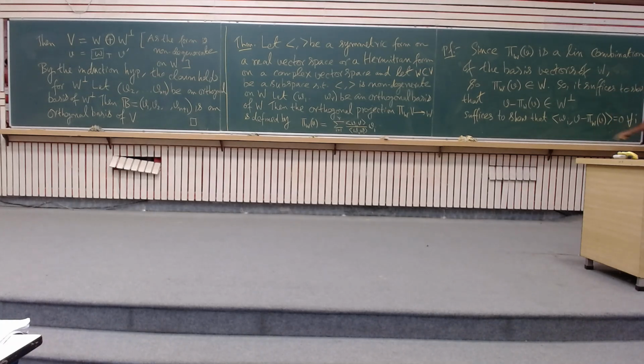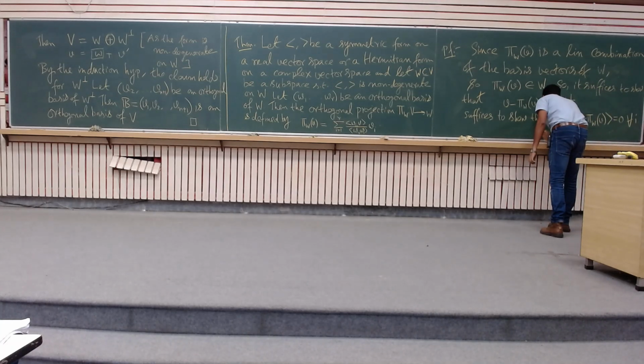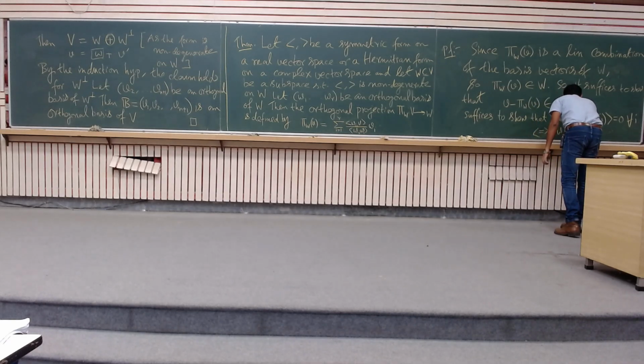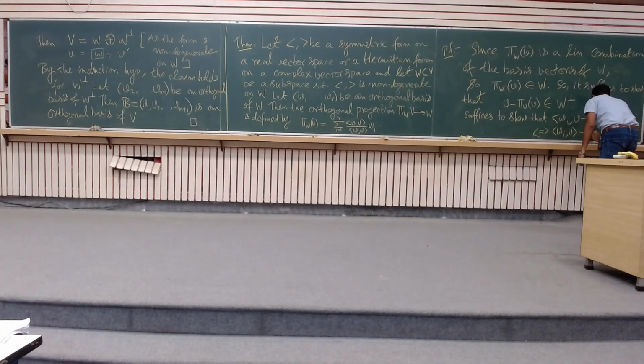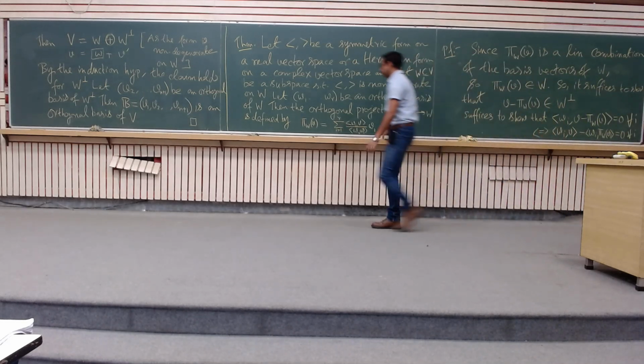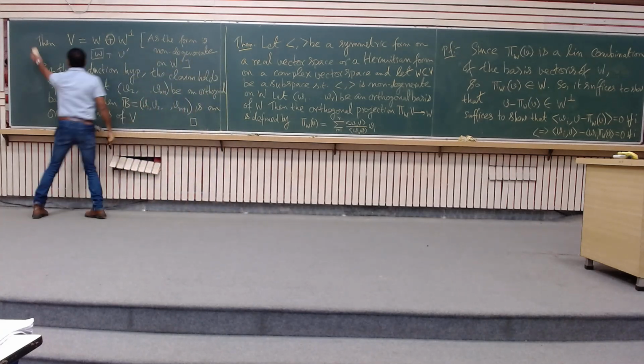And what is this? This is if and only if the form of wi with v minus the form of wi with pi_W(v), by bilinearity, is equal to 0 for all i. So what we are trying to show is that if you take the product of wi and pi_W(v), you get this as an output. That should be clear from this formula. Let's write it down anyway.